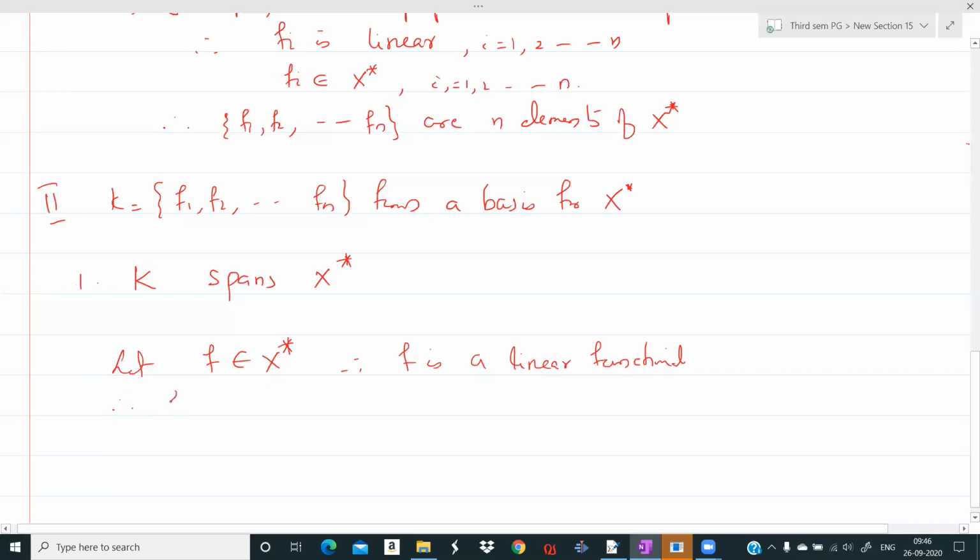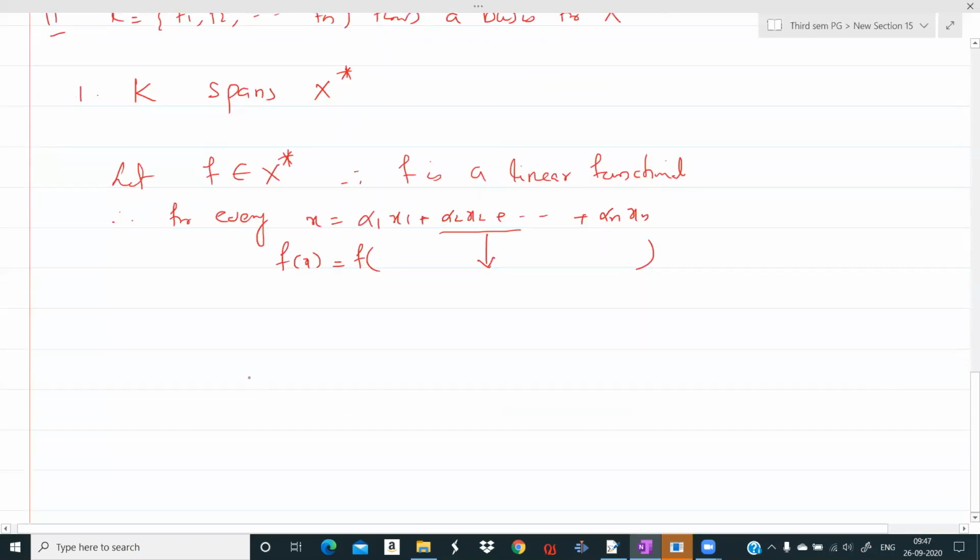Therefore for every x equal to alpha 1 x1 plus alpha 2 x2 plus etc. plus alpha n xn, f of x is equal to, f is linear. So by linearity, this is f of alpha 1 x1 plus alpha 2 x2 plus etc. plus alpha n xn. f is linear, so this is equal to alpha 1 f of x1 plus alpha 2 f of x2 plus etc. plus alpha n f of xn.